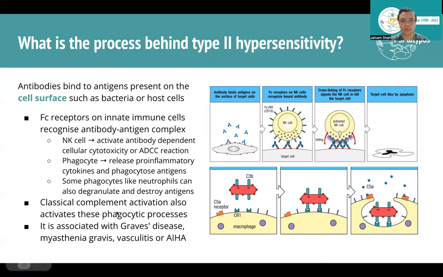And the complement system is something you would have gone into a lot of detail in year 1. It's not really that relevant here. The main portion is going to be the antibodies. And the conditions it's associated with are Graves' disease, which you will go over to some extent later on in the year, or you may have already done that in the previous semester, myasthenia gravis, vasculitis, and autoimmune hemolytic anemia.